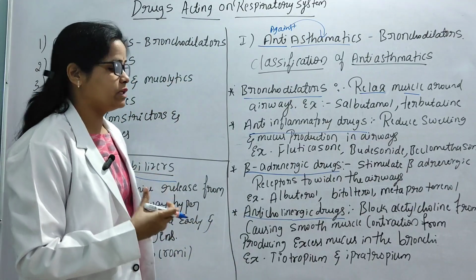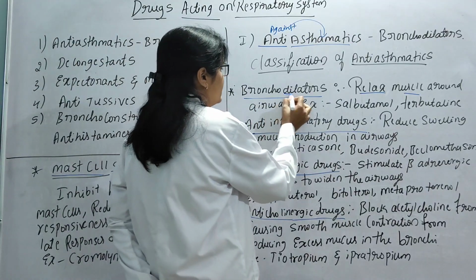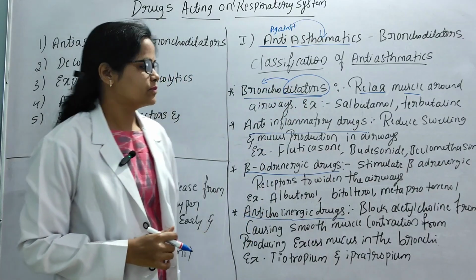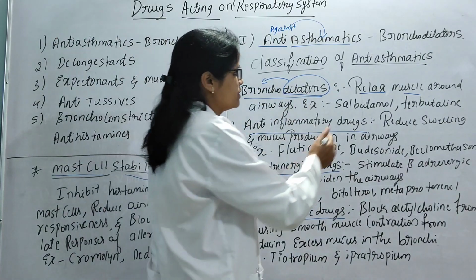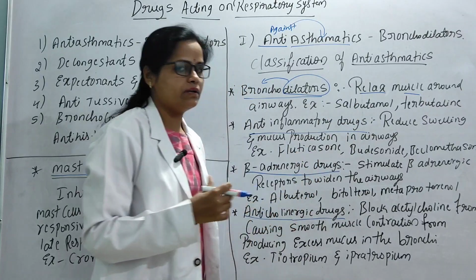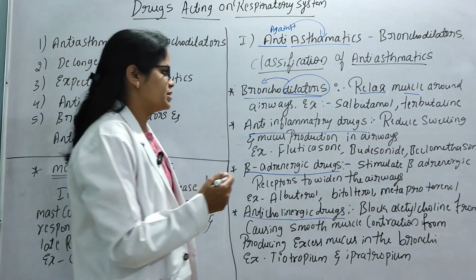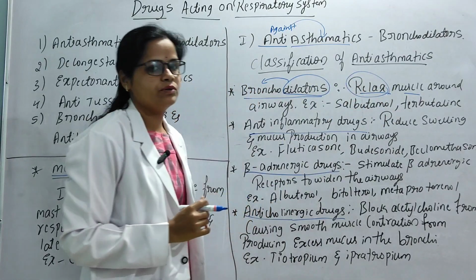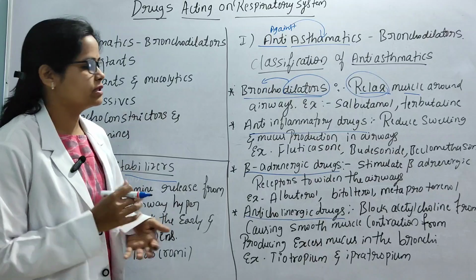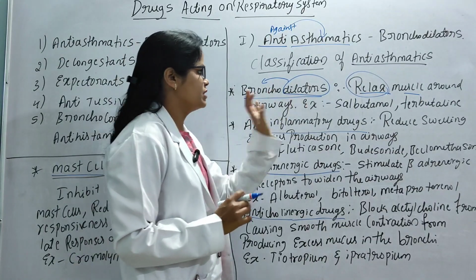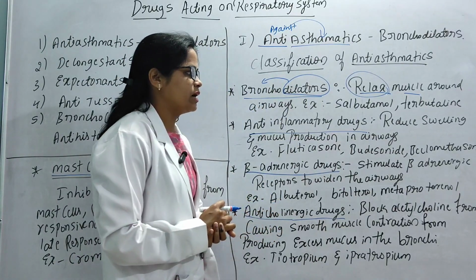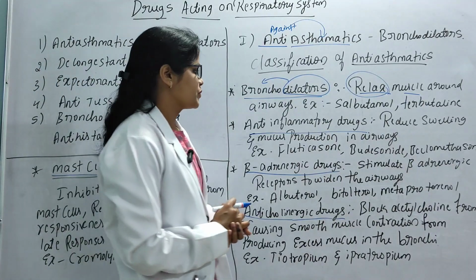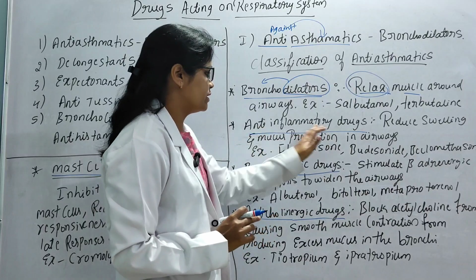Okay, and bronchodilators means these drugs are used to dilate the bronchi or the bronchioles. Okay, means these drugs help to relax the muscles around the airways. Okay, the main function of this drug is to relax the muscles which are present around the airways. Some examples for these bronchodilators are salbutamol and terbutaline. Next we'll study about anti-inflammatory drugs.